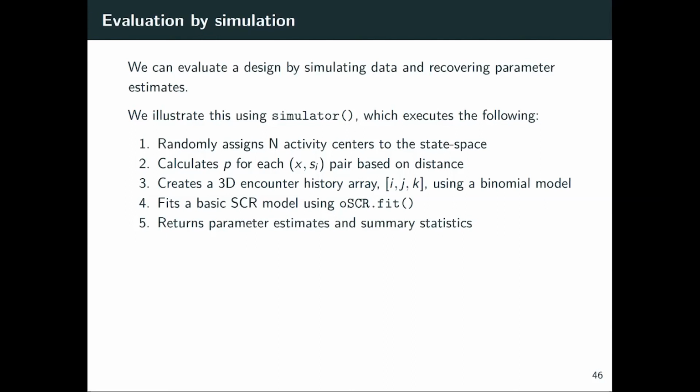It calculates detection based on the distance between an activity center and each trap. It creates a 3D encounter history using the binomial model. And then again, that's coin flipping. It fits a basic oSCR model using oSCR.fit, and then it returns parameter estimates and summary statistics.